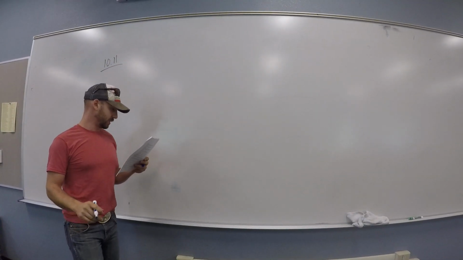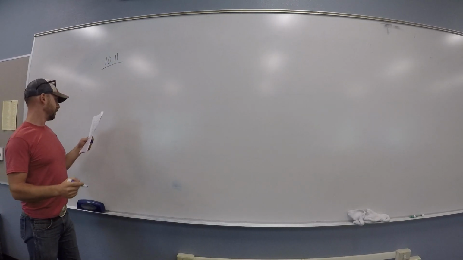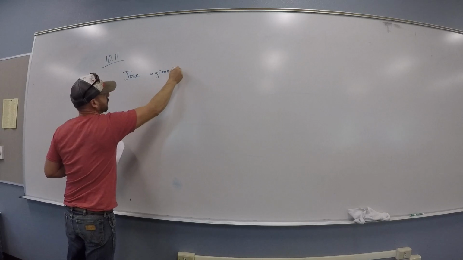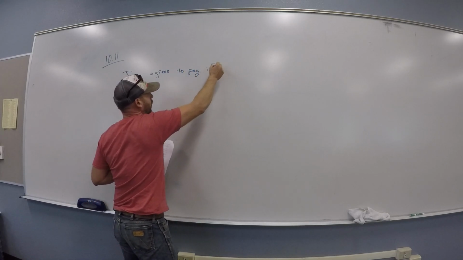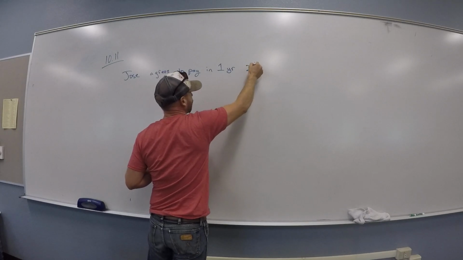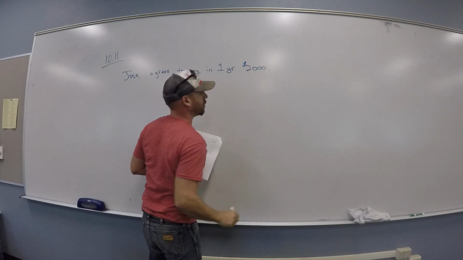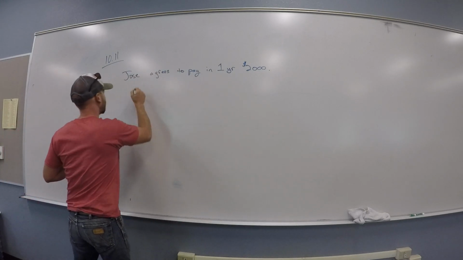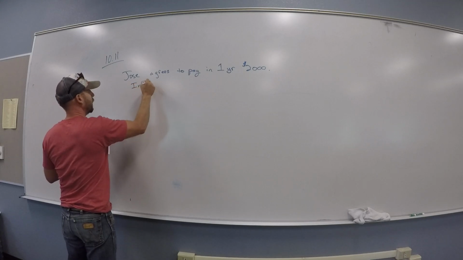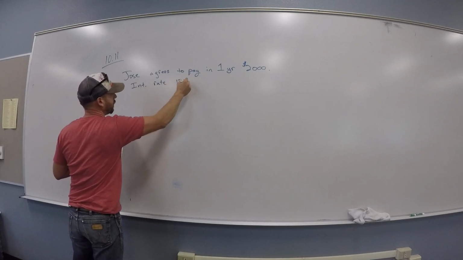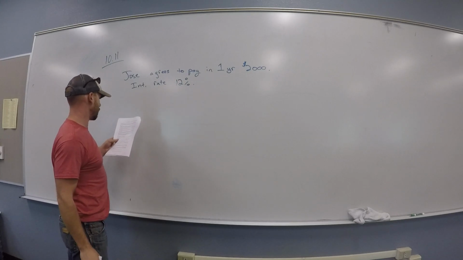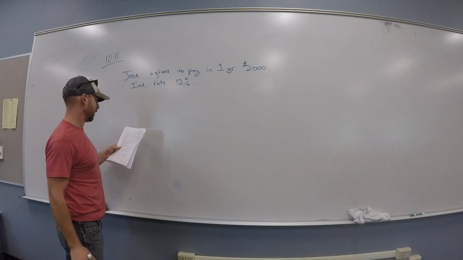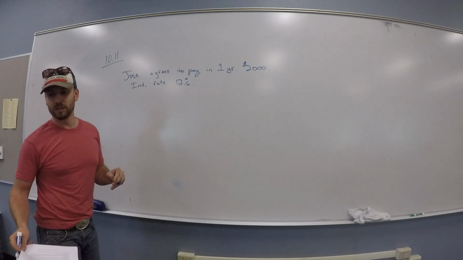Okay, so in 10.11 we have Jose agrees to pay $2,000 in 1 year. Let's see, it says the interest rate is 12%. And then it says the bank subtracts the discount of 12% of 2,000 and gives the rest to Jose. Find the amount of the discount and the proceeds.